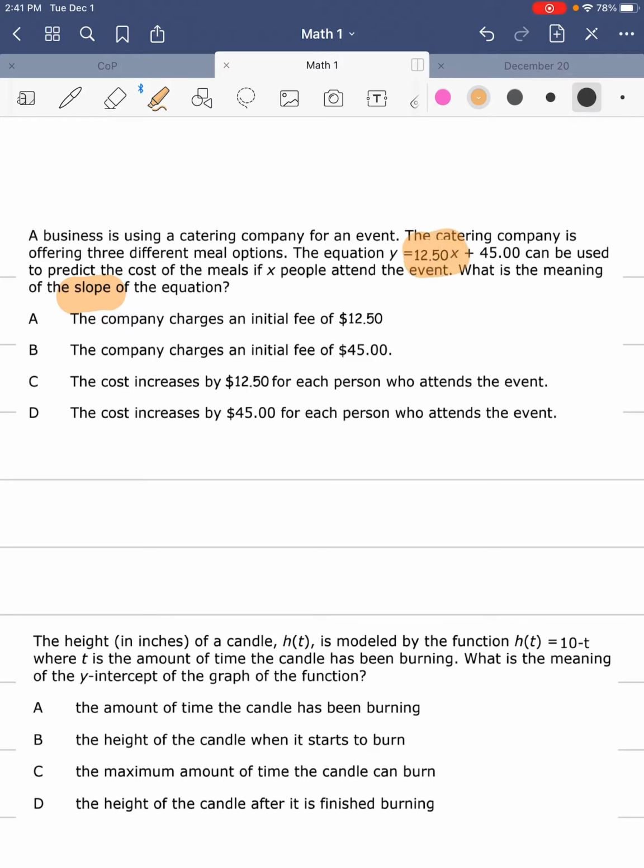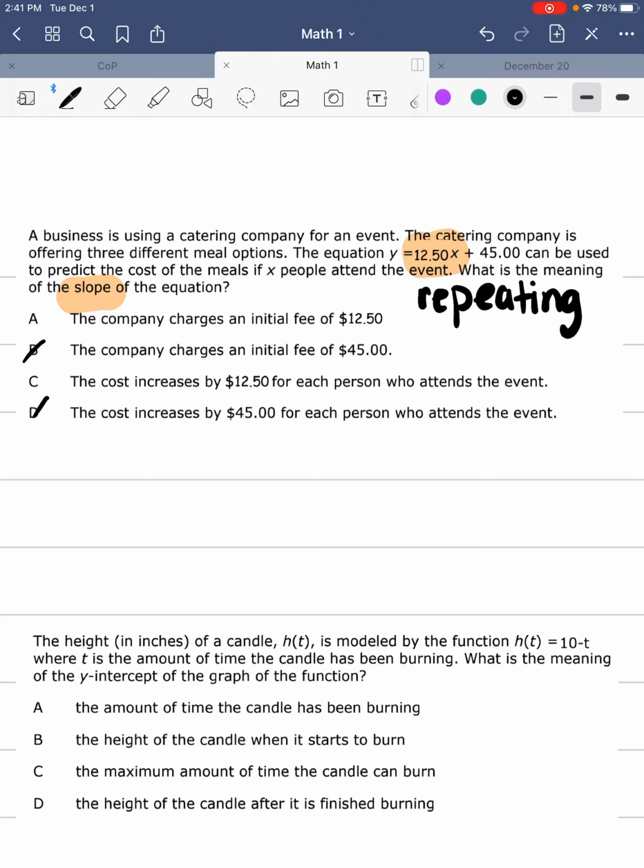So when I look at this problem, my mx, my slope, is 12.50. So I can go ahead and eliminate B and D because B and D are using the y-intercept. So the slope is going to represent the repeating value. So remember, the repeating value is going to be the one that keeps happening. The initial value is the y-intercept.